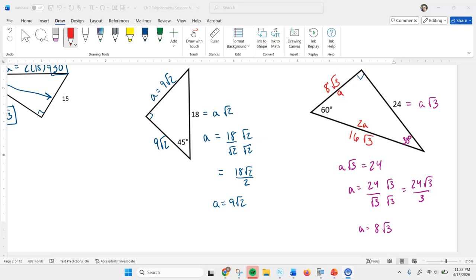So that's how you'd go about solving a right triangle for finding those different side lengths when it's one of these special right triangles. And again, this only works when we're dealing with special right triangles. So that's it. That's our lesson on special right triangles.